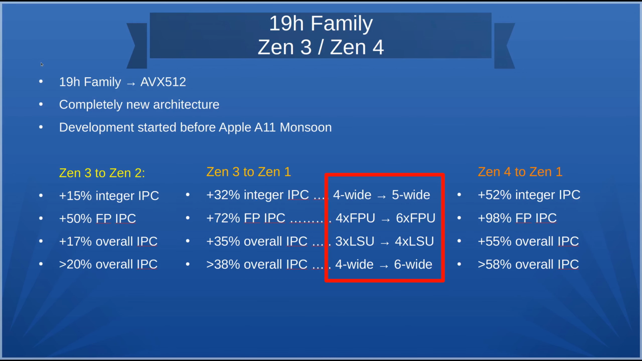So we will talk about the leaked numbers and what they mean for the architecture, so we can predict what the architecture for Zen 3 and Zen 4 can look like.